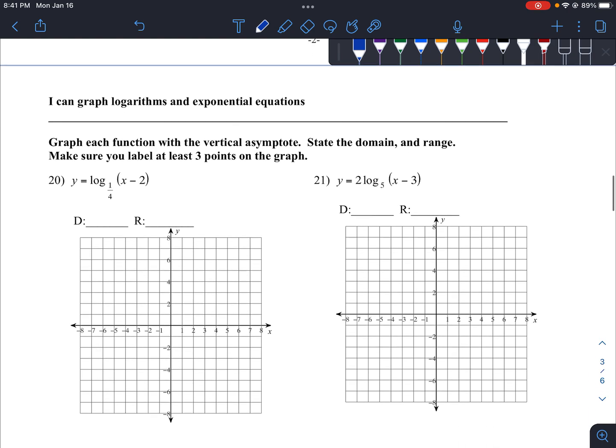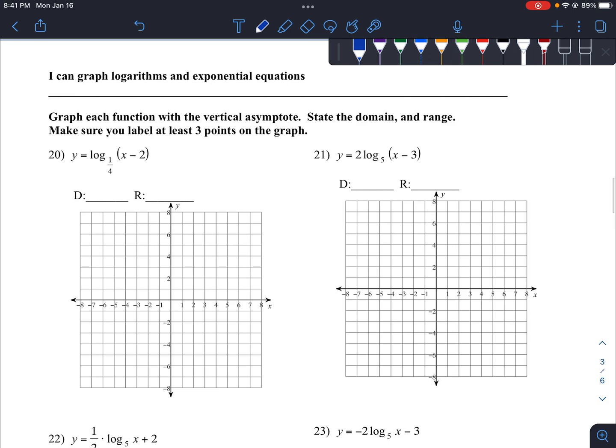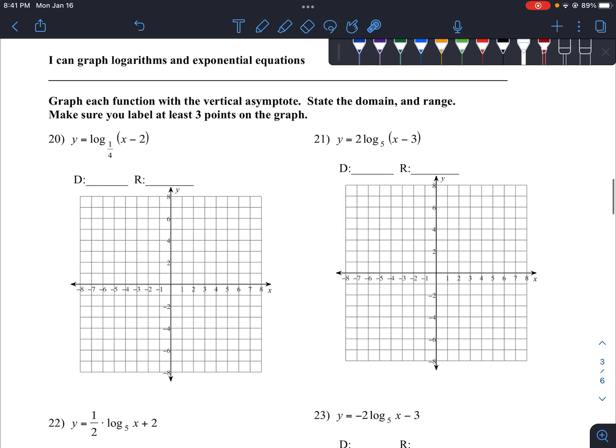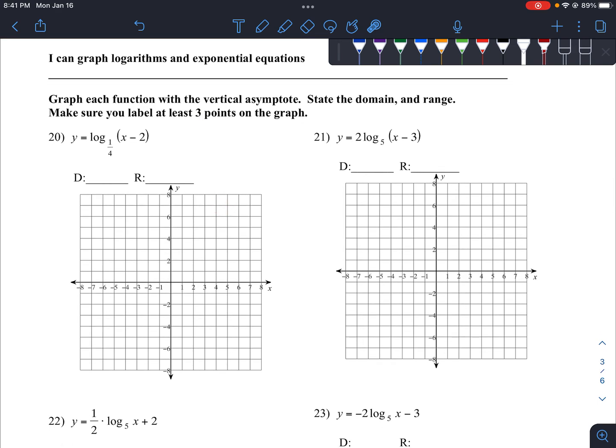Graphing logarithms and exponential equations. So these are logarithms. So graph each function with a vertical asymptote, state the domain and the range. Make sure you label at least 3 points on the graph. Depending on how it goes, I might just change this to 2 points rather than 3. But if you follow these steps, it shouldn't be bad.